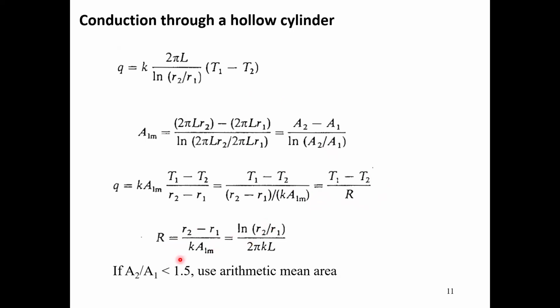Okay, and if your A2 by A1 is less than 1.5, which means that the area doesn't change much, in that case your log mean area will be approximately equal to the arithmetic mean area. So instead of calculating log mean area, you can simply use an arithmetic mean area in that case. Okay, so that's what this line is stating. All right, so you have two forms for Q for a hollow cylinder, either the one that's shown over here at the top, or you can use this one. Whichever is appropriate to the problem statement, you could use that.